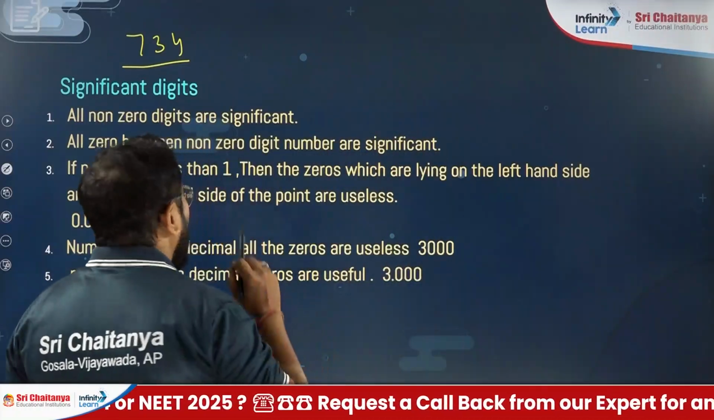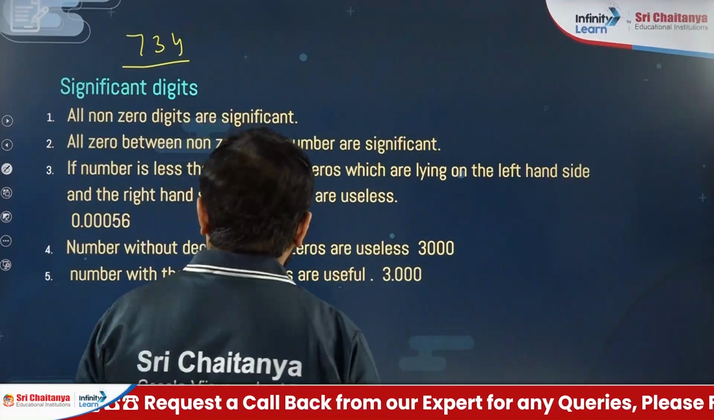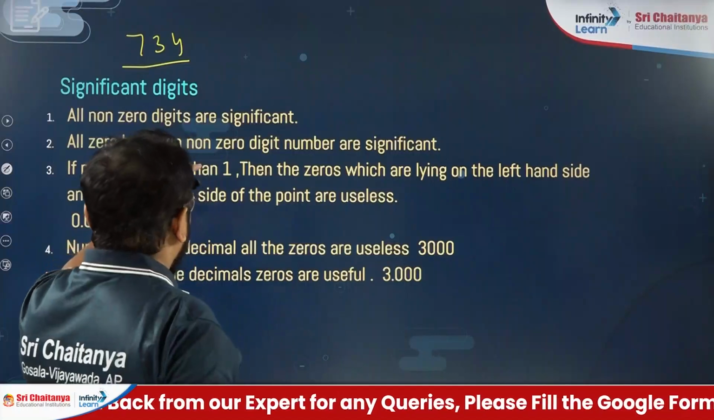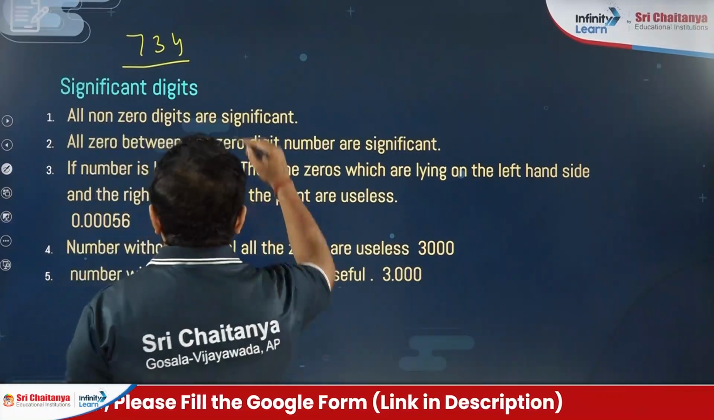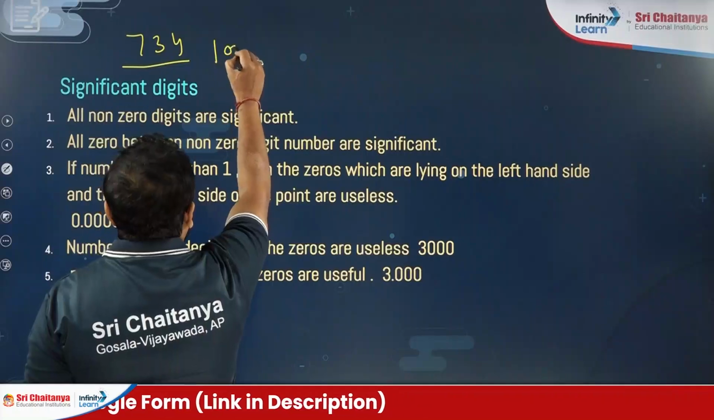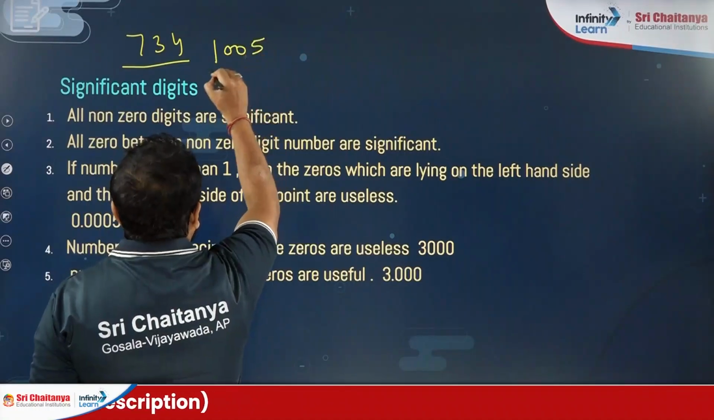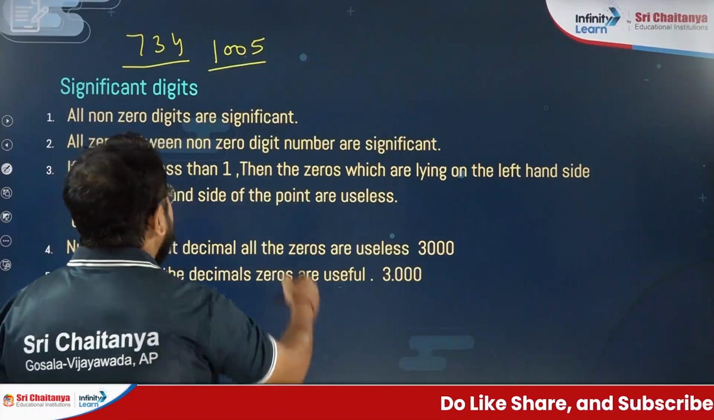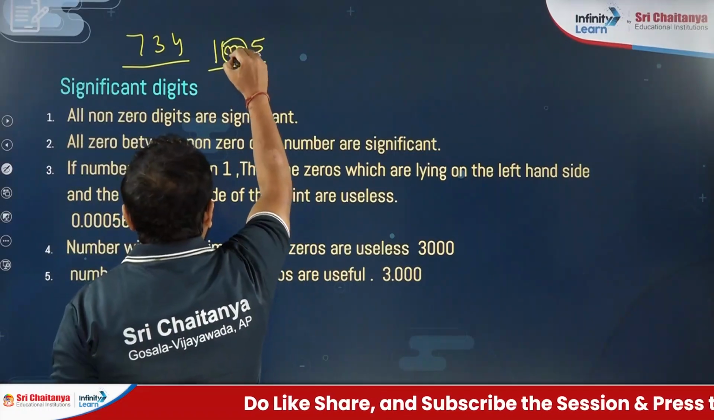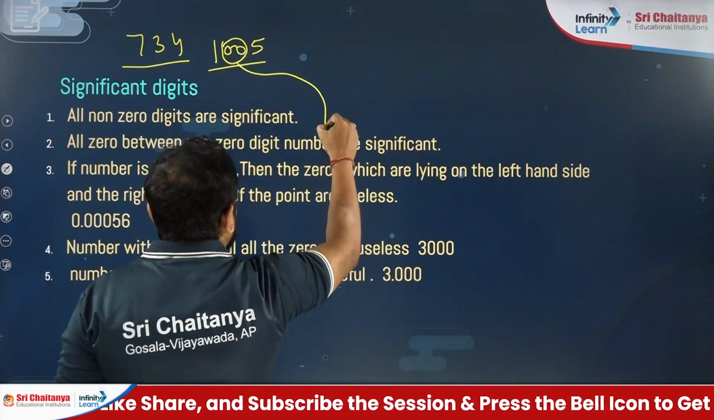All zeros between non-zero digits are significant. Like I will write down 1005. So what is this? These zeros are going to become significant.